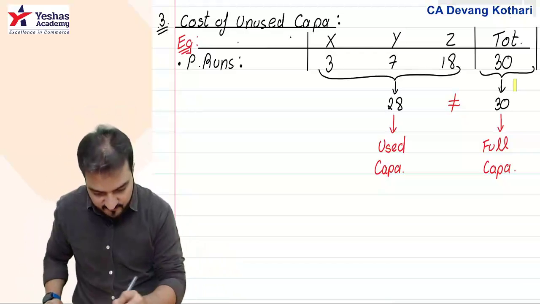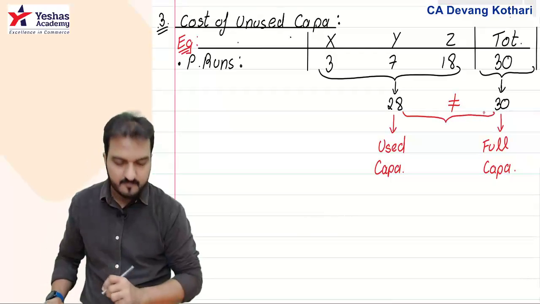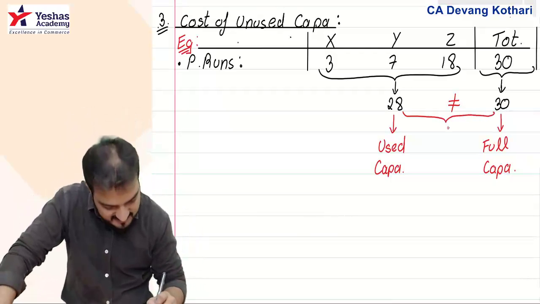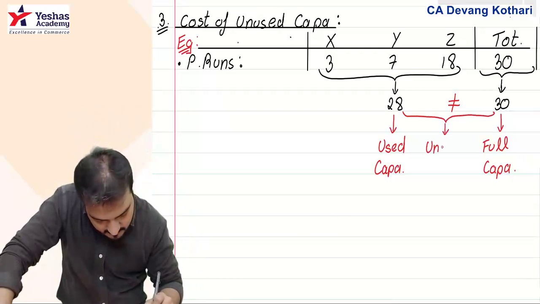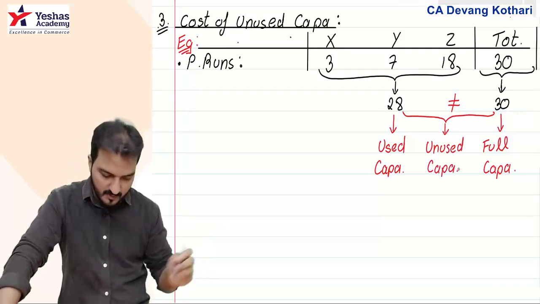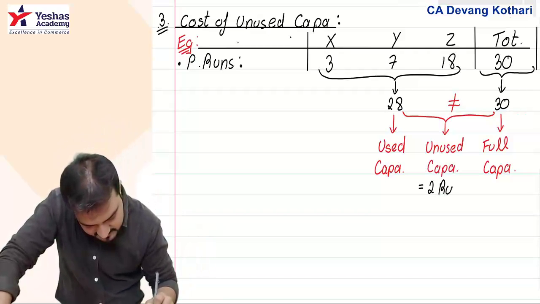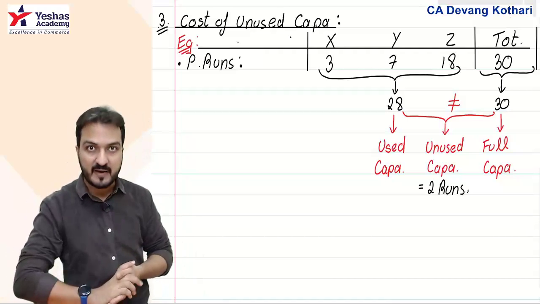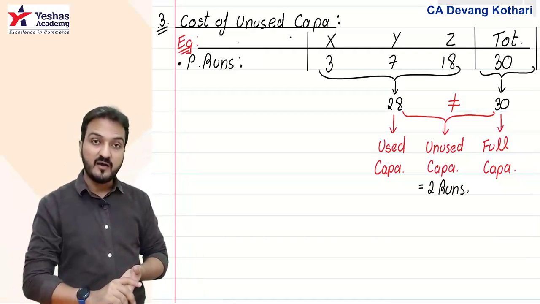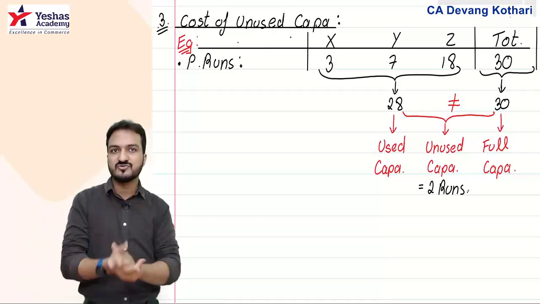So what would that difference of 2 production runs indicate? The difference between 28 and 30, that difference indicates what? Well, that difference will be called unused capacity. In this case, unused capacity is 2 production runs, and we can identify the cost of unused capacity.